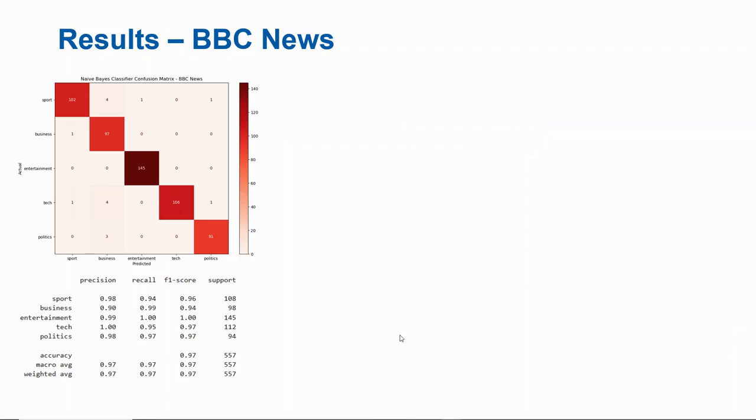So these are the results for the BBC News dataset. The first classifier is the Naïve Bayes classifier. It performed very well, as you can see from the confusion matrix. Only a few for sport were misclassified, as well as for technology. So the Naïve Bayes classifier achieved a weighted average precision of 0.97, a recall of 0.97, as well as an F1 score of 0.97.